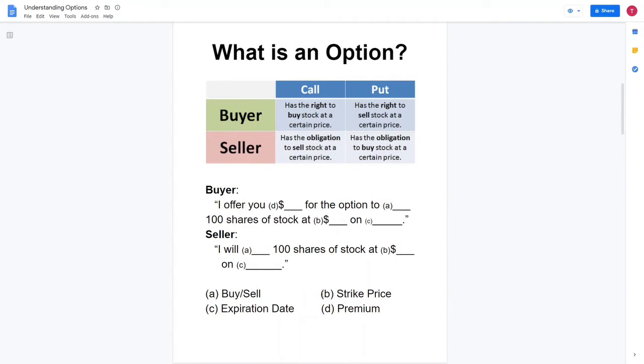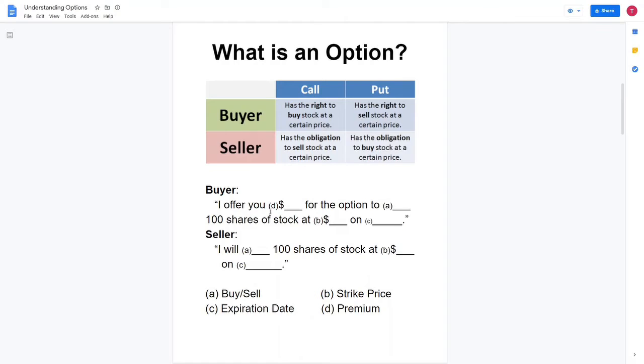Blank B is what's known as the strike price. This is a price the two parties agree upon at which this exchange will happen, and this is regardless of the current price of the stock. The exchange will always happen at the strike price if the buyer chooses to execute his right. Next, blank C is the expiration date of this option. This is the agreed upon date at which most likely the buyer will decide whether or not they want to exercise this agreement.